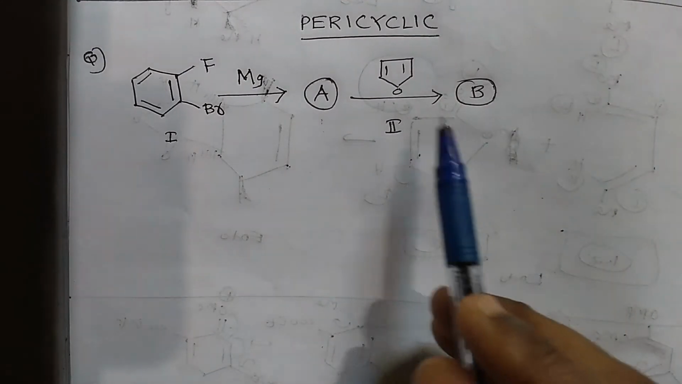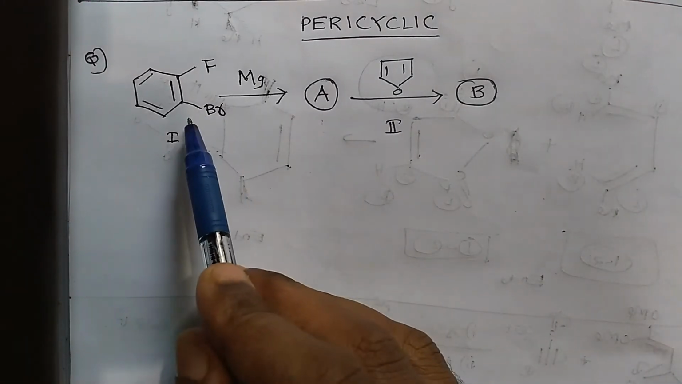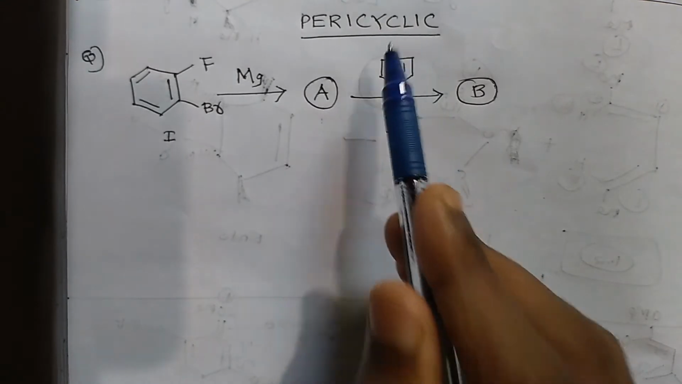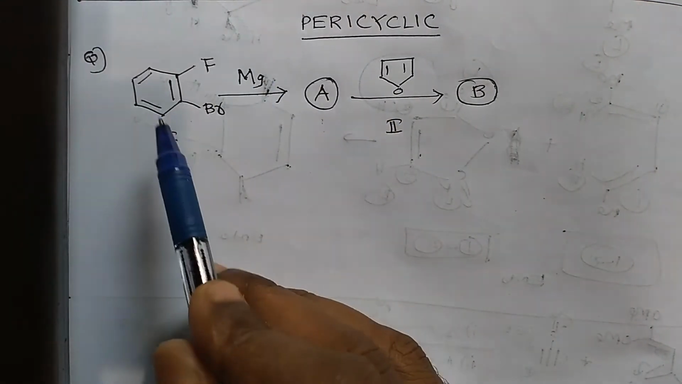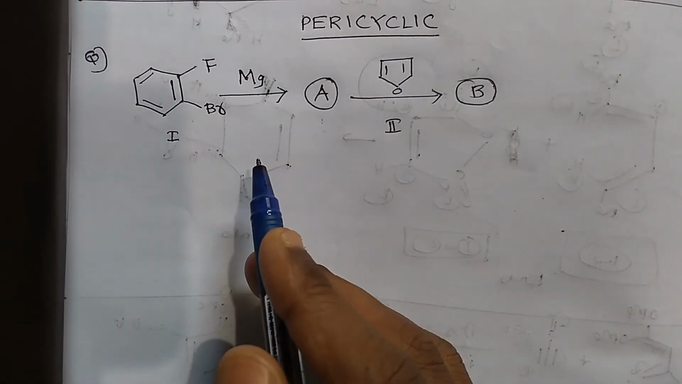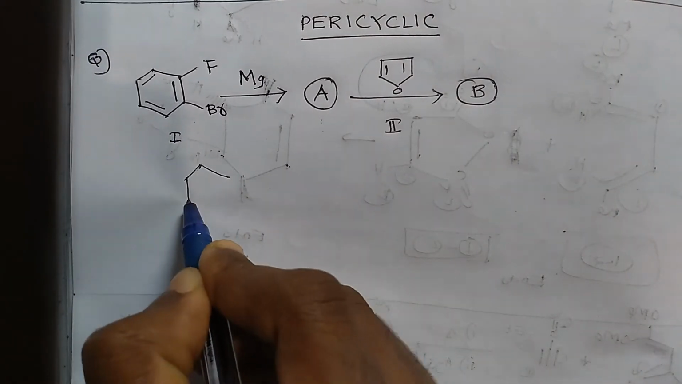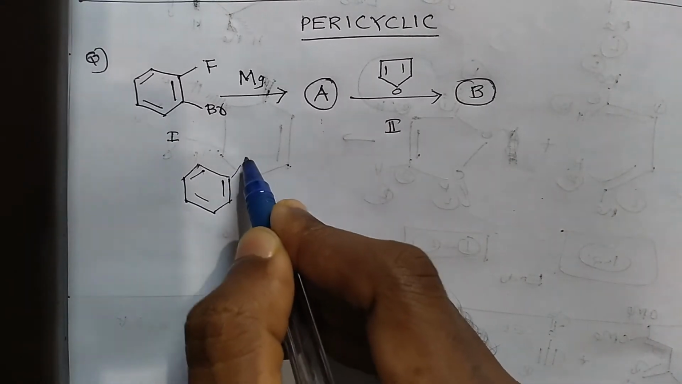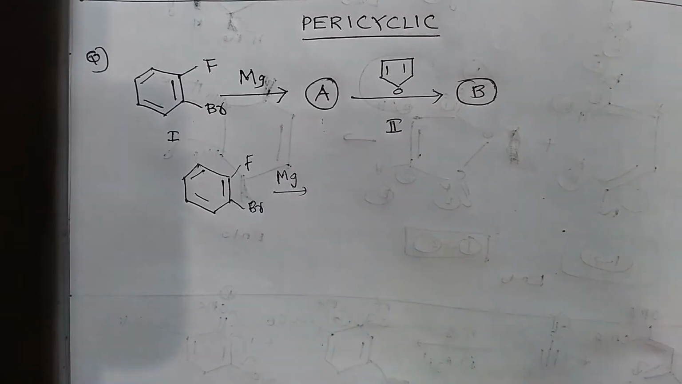So for finding out A and B, you have to know what happens in this reaction and also what happened in this reaction. This question is actually from pericyclic, but you also have to know what happens when magnesium is added to this compound 1. So let's check out what happens in this reaction. Firstly, we have to know what happens here in the first compound. This is the compound we have. It has a fluorine here and also a bromine here. So we are adding magnesium to it.